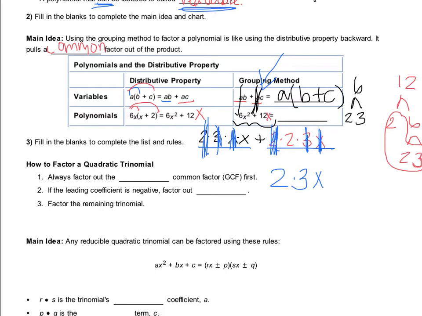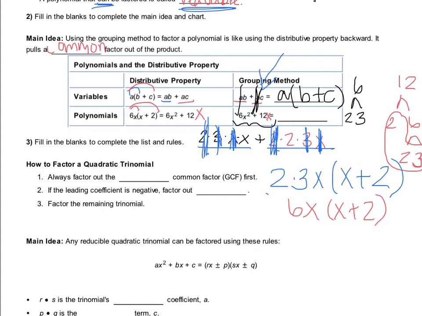So I've marked out everything they had in common, and then everything that's left over goes in parentheses. I'm left with x plus 2. I can go ahead and simplify just the part on the outside, because 2 times 3 is really just 6x, and then in parentheses is still x plus 2. So this is how you do the grouping method, or how you do greatest common factor.